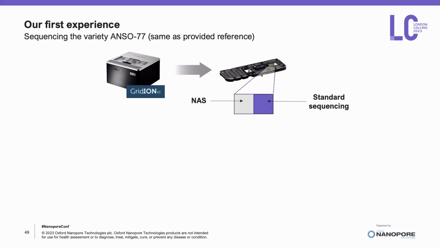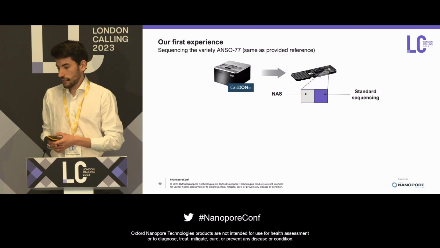So our first experiment was just to test if the approach is working. We decided to sequence the 15 clusters of ANSO using itself as the reference. For that, we used a GridION. We divided the flow cell in two parts. In one, we did adaptive sampling, and in the other, we did standard sequencing just for comparison.